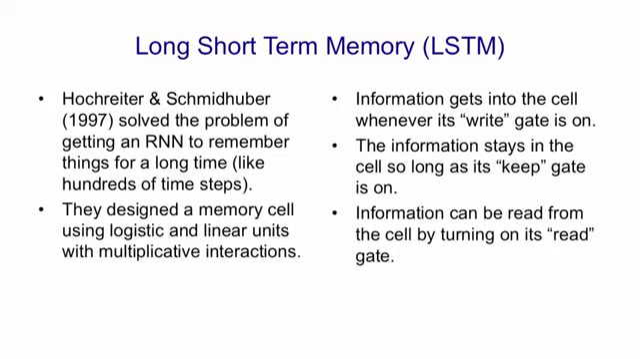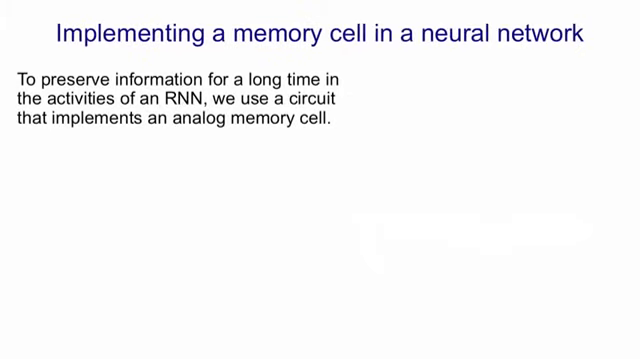And finally, the information gets read from the memory cell so that it then goes off to the rest of the recurrent neural network and influences future states. It's read by turning on a read gate, which again is a logistic unit controlled by the rest of the neural network. The memory cell actually stores an analog value. So we can think of it as a linear neuron that has an analog value and keeps writing that value to itself at each time step via a weight of 1, so the information just stays there.